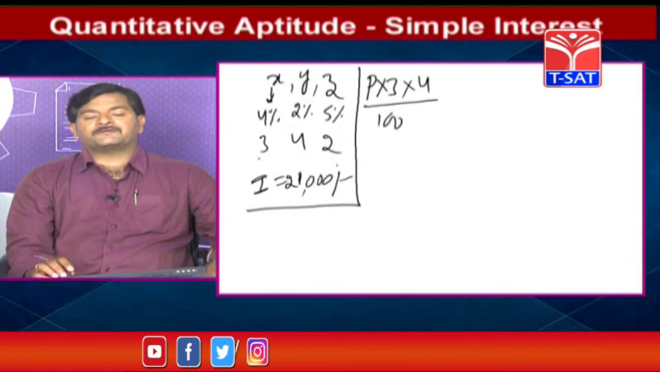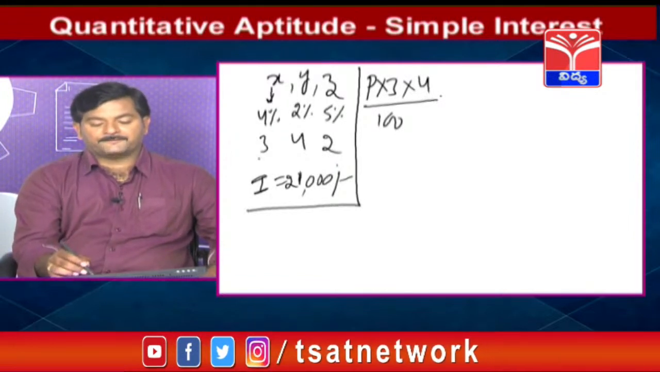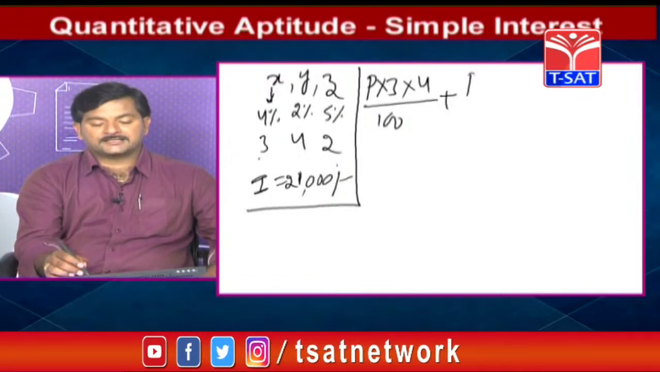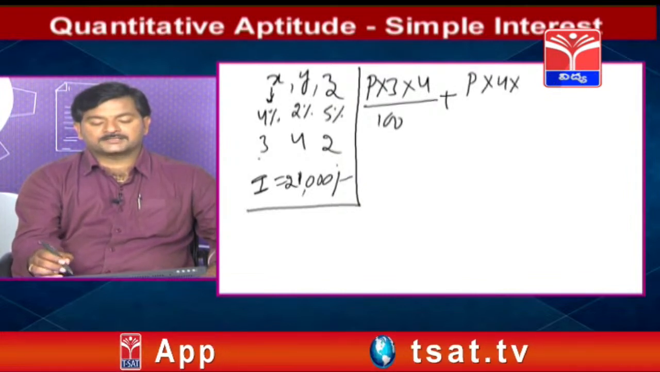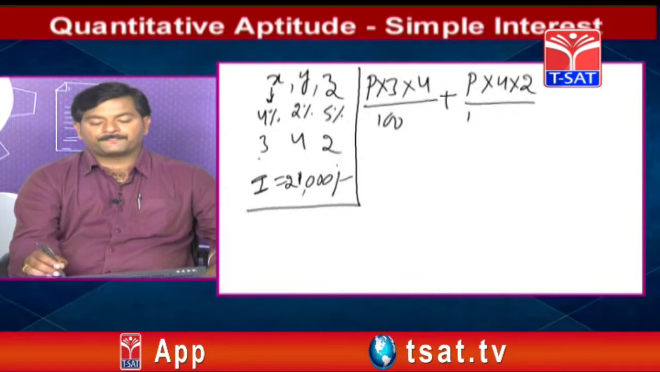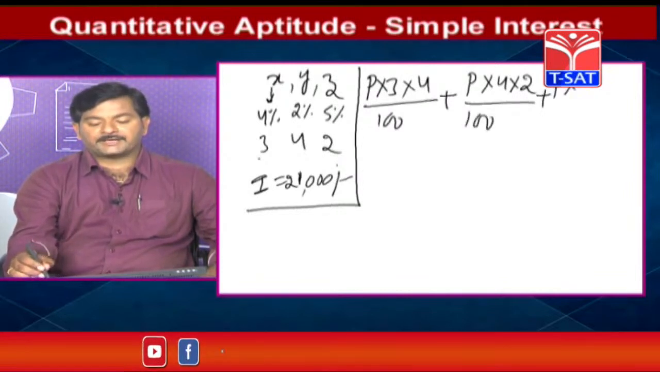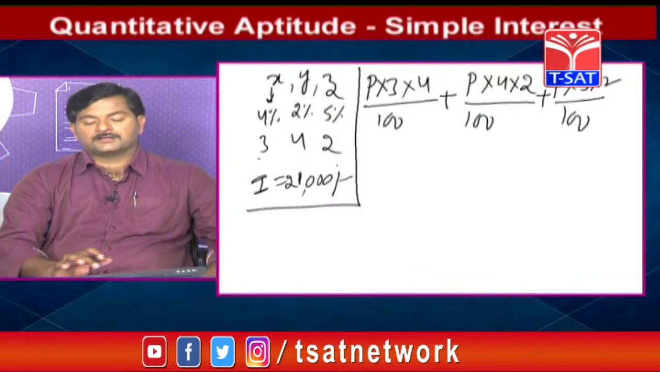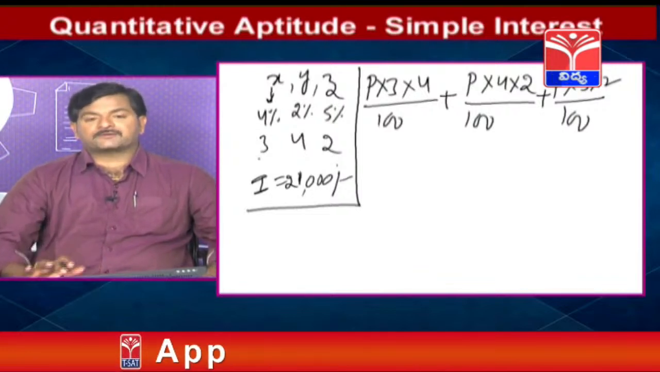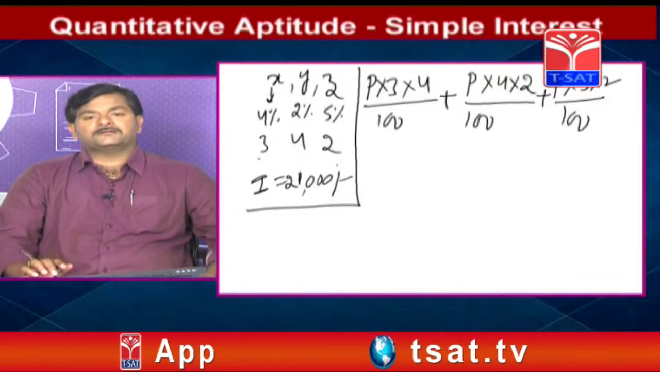This is the interest obtained from the first case. And in the second case, again P, T value is 4 years, and the rate of interest is 2 by 100. Similarly, in the third case, P, rate of interest is 5, time is 2 years, by 100. So we have the interest from the first case, the second case, and the third case.